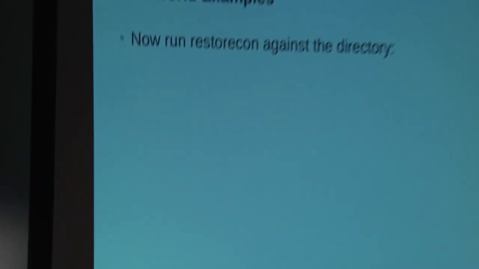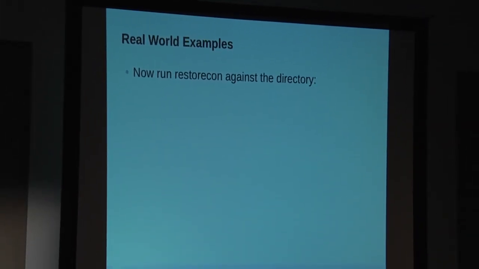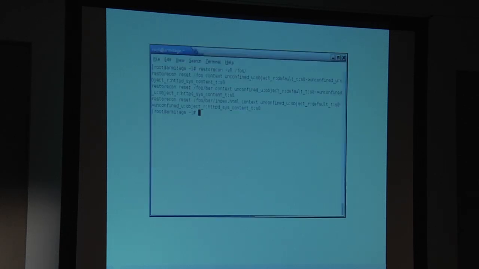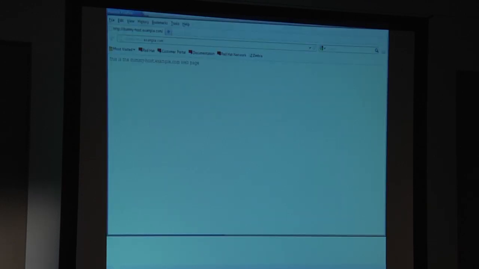Now, remember that when we use semanage fcontext, all we're doing is telling SELinux that files in this directory should have this context. We haven't actually done anything to the file system yet, so we have to follow up by running restorecon. We tell SELinux what the context is supposed to be, and then we set it on the file system. So we run restorecon against it, and sure enough, it relabels everything to the HTTPD system content type. And then we fire up our web browser, and sure enough, there's our web page.